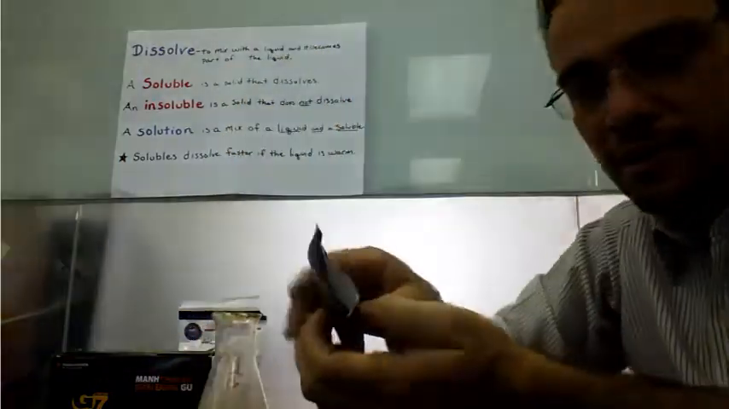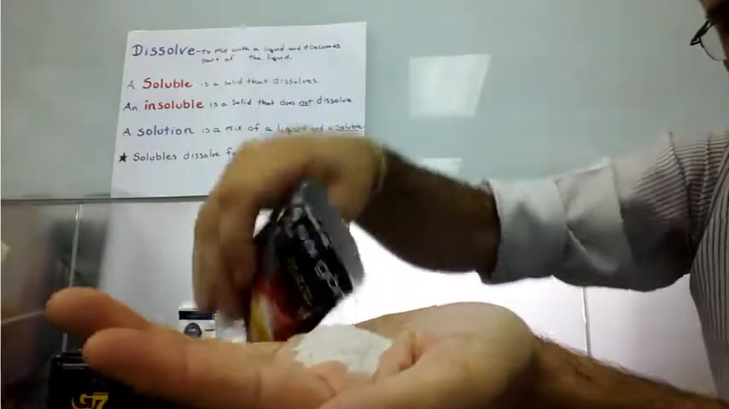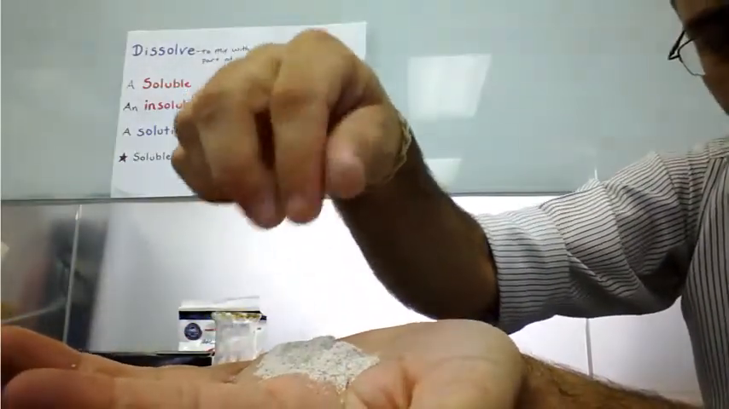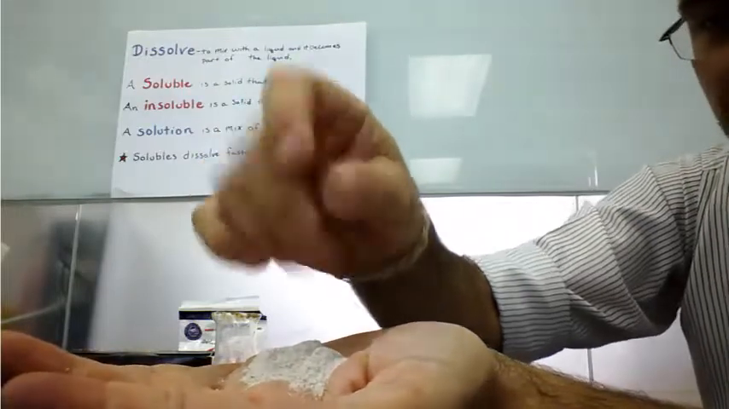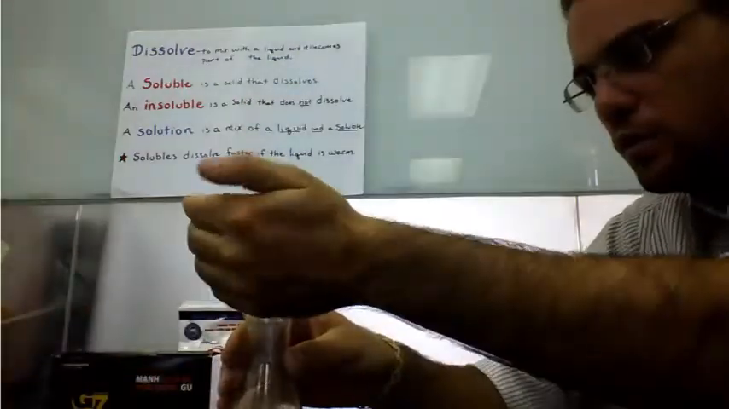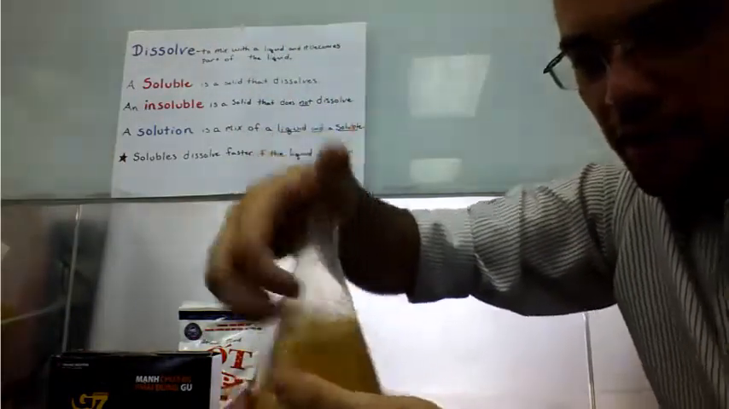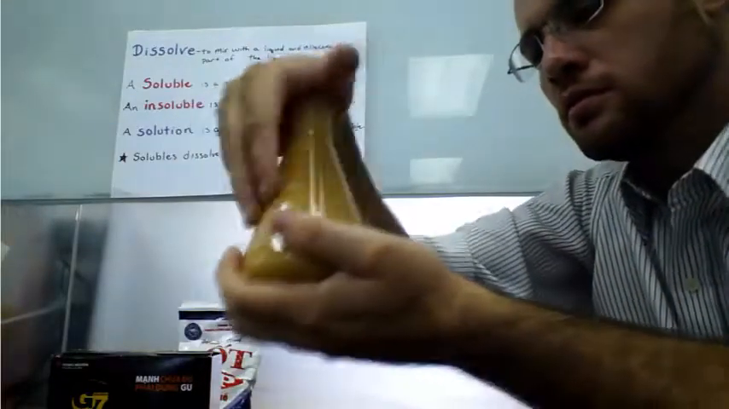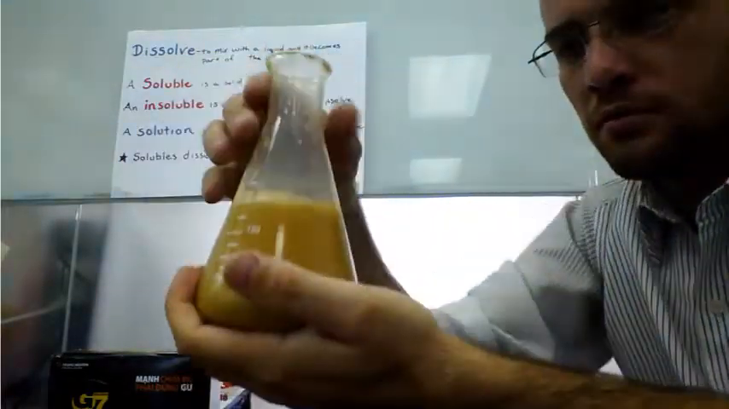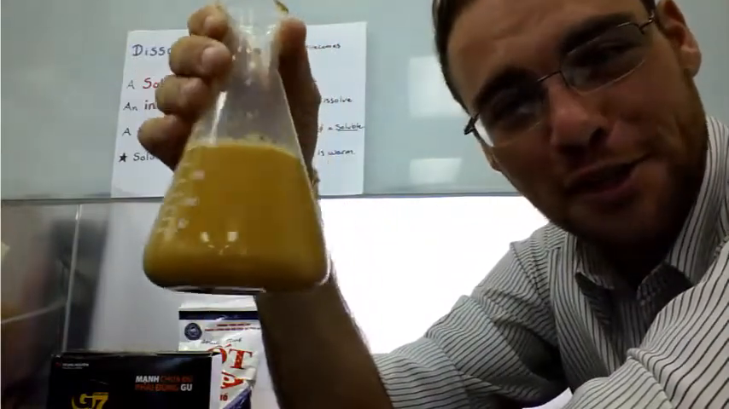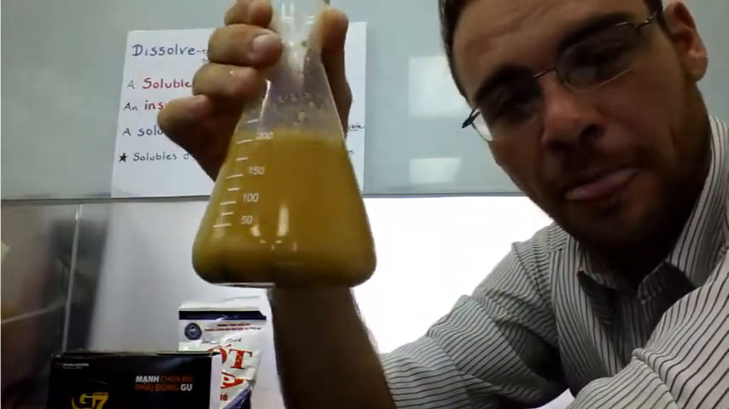If you look at this, that's a solid. I can pick it up, right? It's solid, it's not liquid, and it's definitely not gas. But when I put it into the beaker, and I shake it around a little bit, this is now a salt and coffee solution, okay?